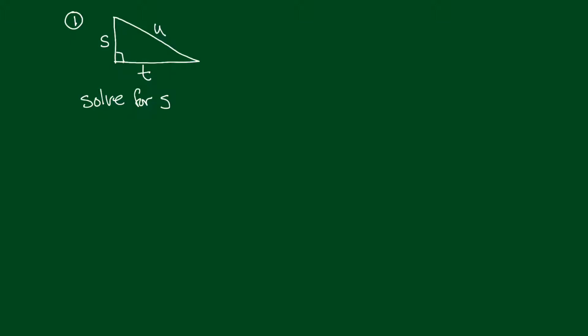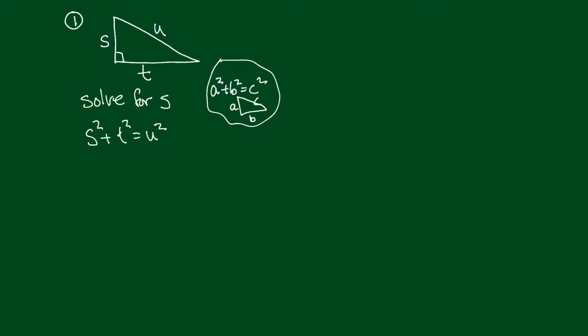So we have a right triangle, so we're going to use the Pythagorean theorem, which says that this length squared plus this length squared is the square of this length, which is the hypotenuse. So what we're saying is that S squared plus T squared equals U squared. Now, you've probably seen this, A squared plus B squared equals C squared, where this is A, this is B, and this is C. We're just giving them different names now. So instead of A, B, and C, we're saying S, T, and U.